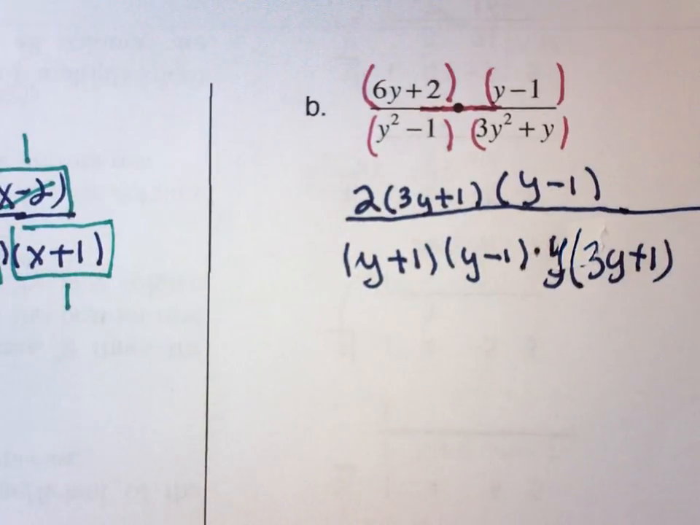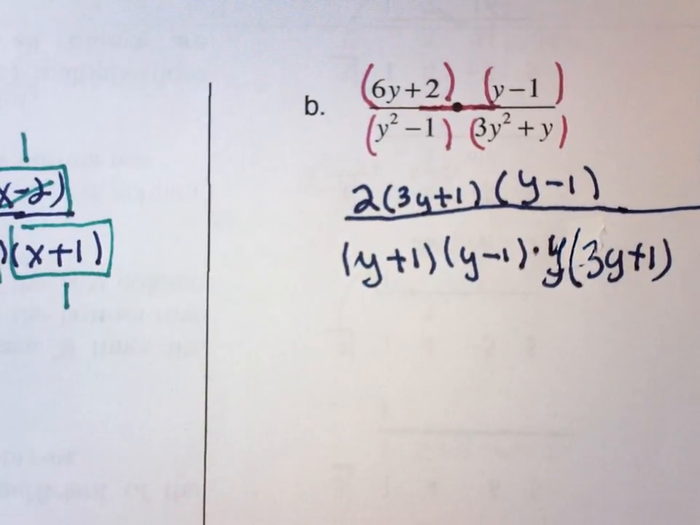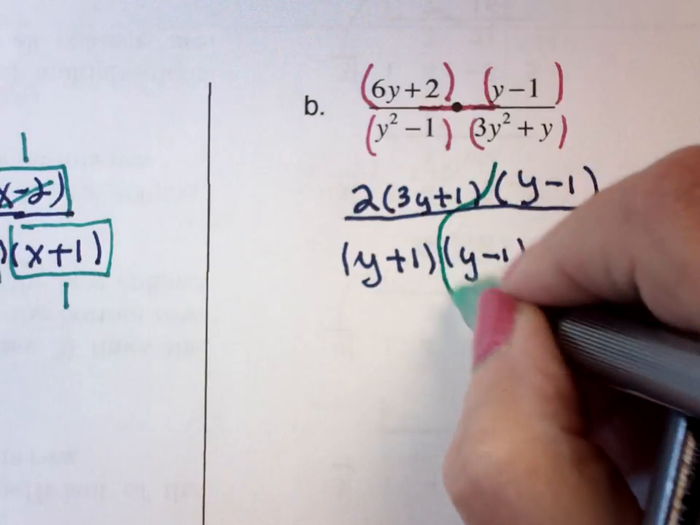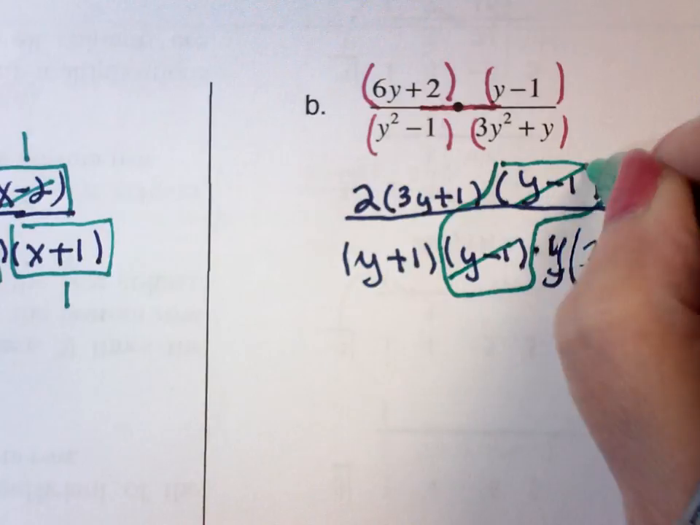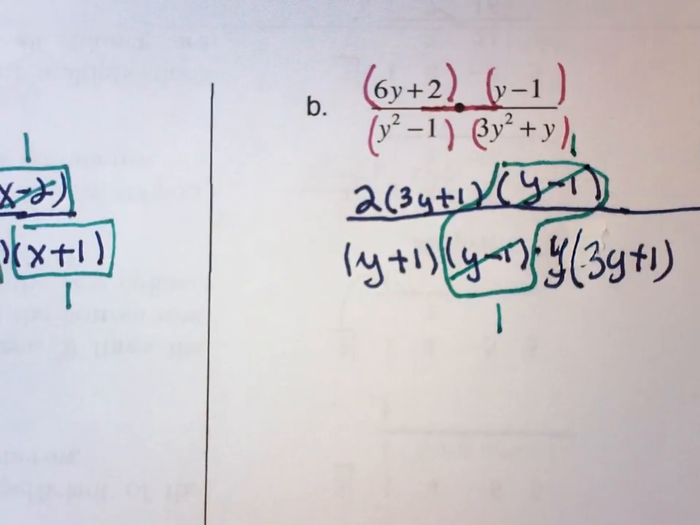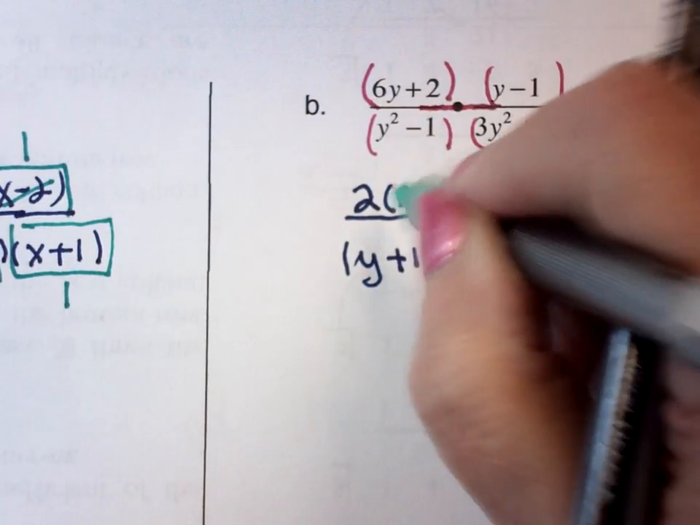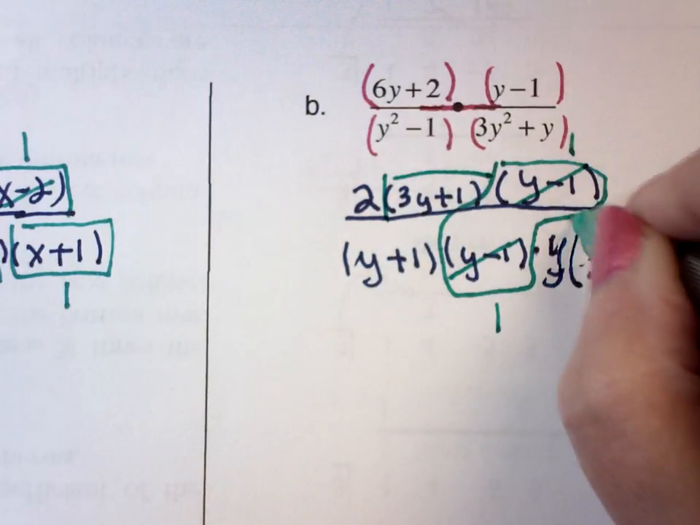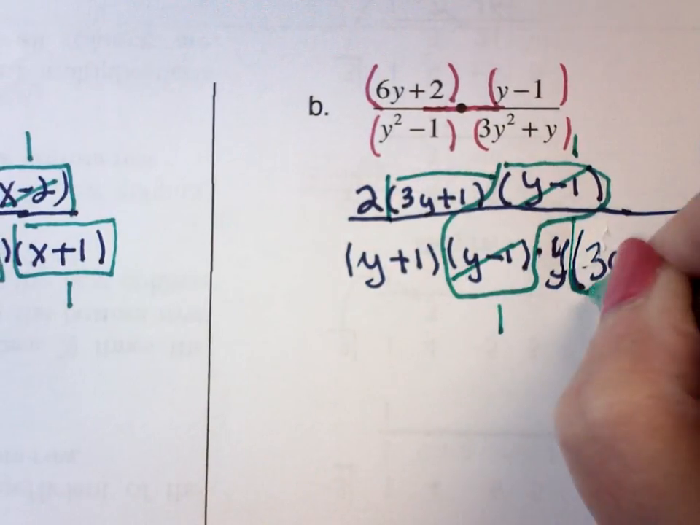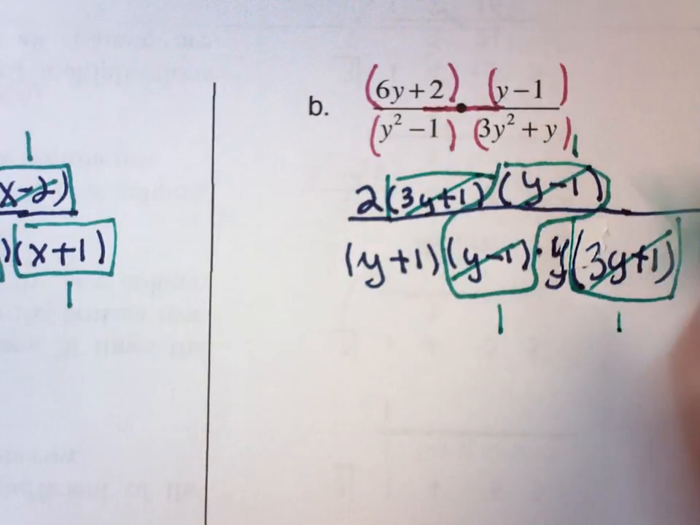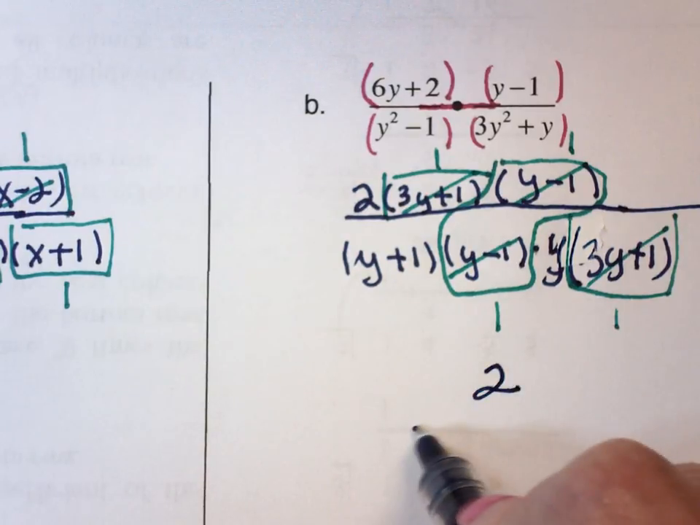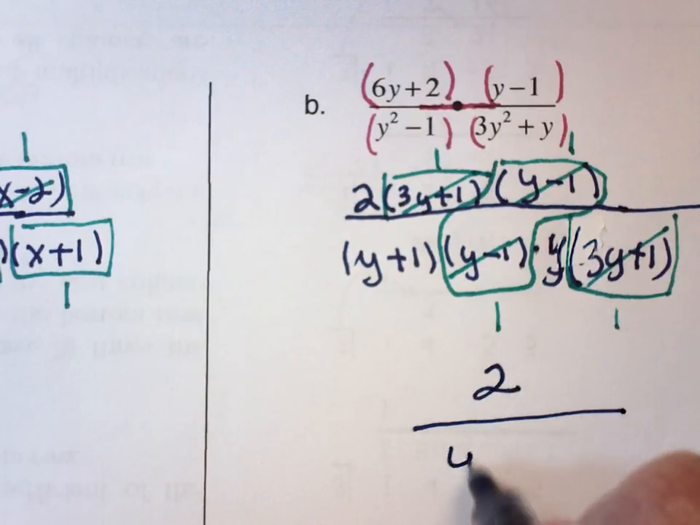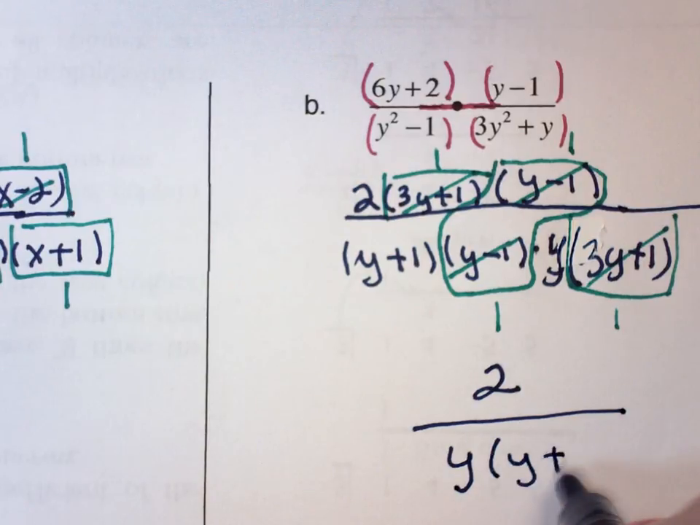Now what do you do? You go to match them up. You're playing a matching game. Here's a y minus 1 and a y minus 1. They're just about over top of each other. So those two go, leaving 1s behind. They form a 1. And then I notice I've got a 3y plus 1 and a 3y plus 1. Again, they form 1s, so they go away. Oh, this is an okay problem. I'm left with 2 in the numerator and a y plus 1 in the denominator.